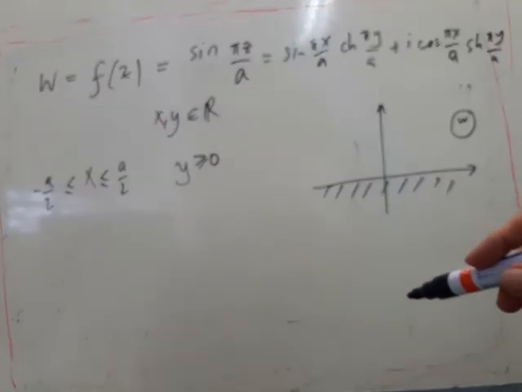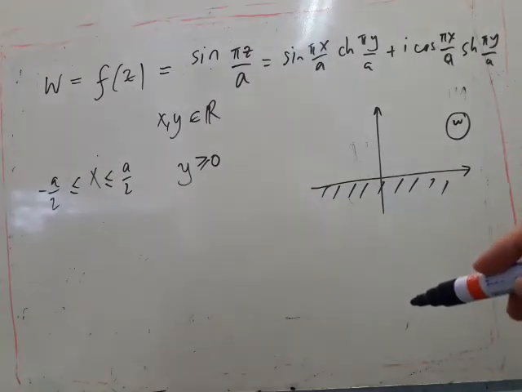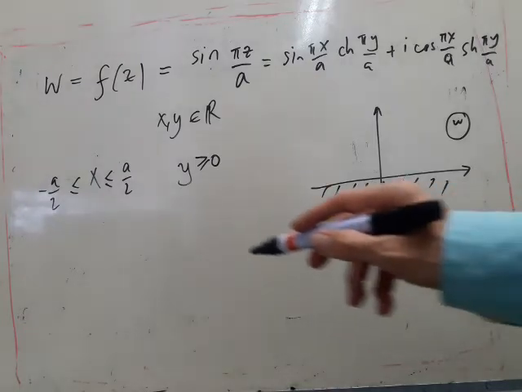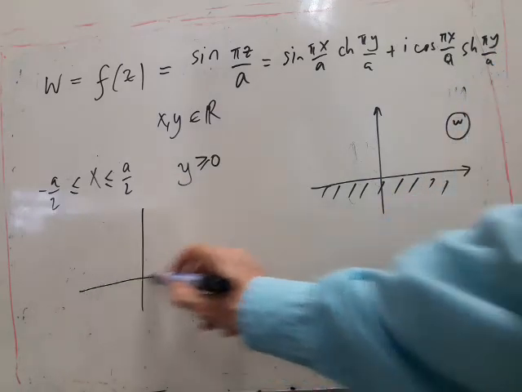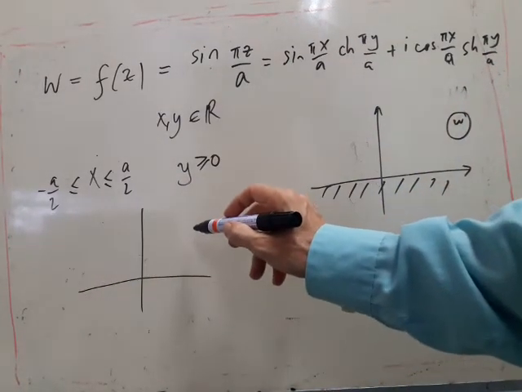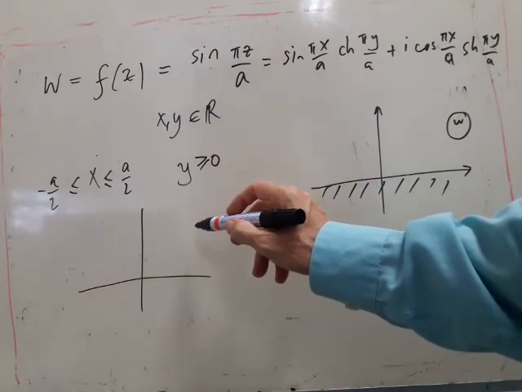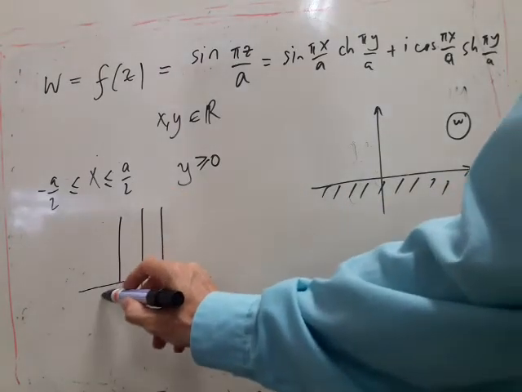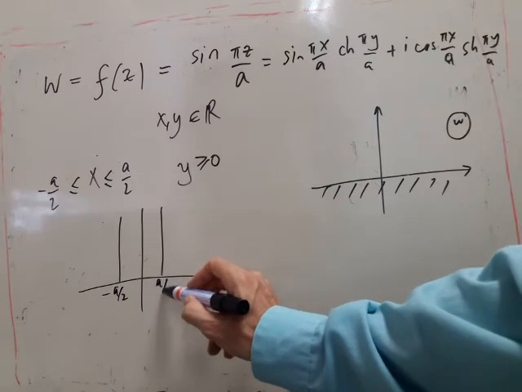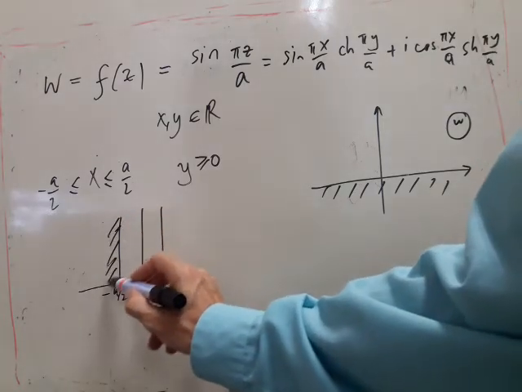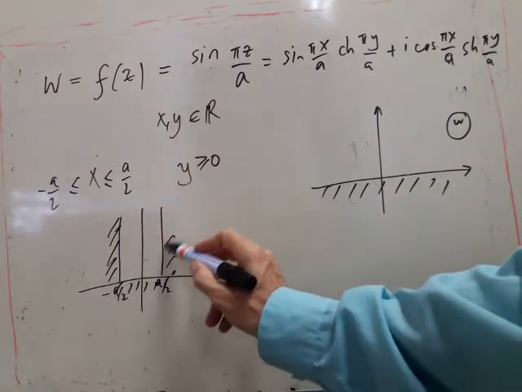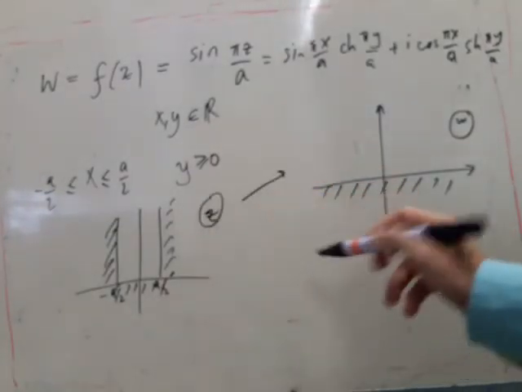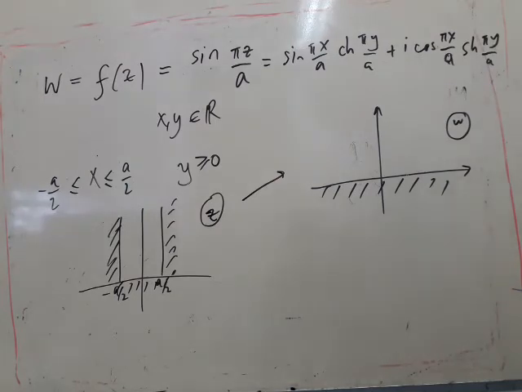So we end up with, if I draw this, this region here will end up getting mapped, from the z-plane, to this region here.